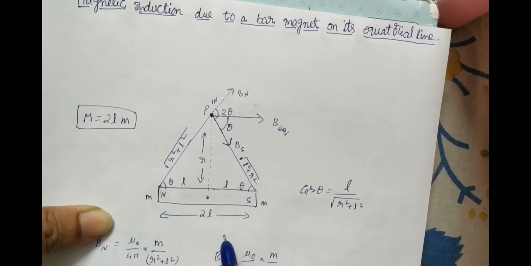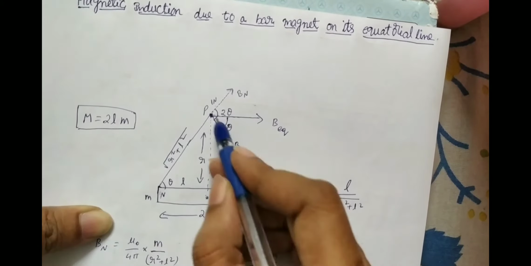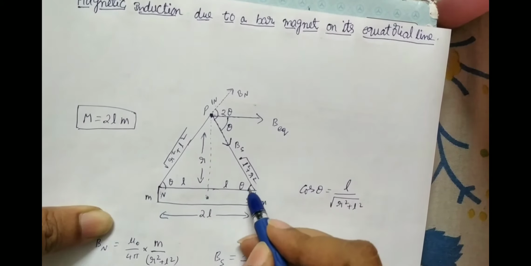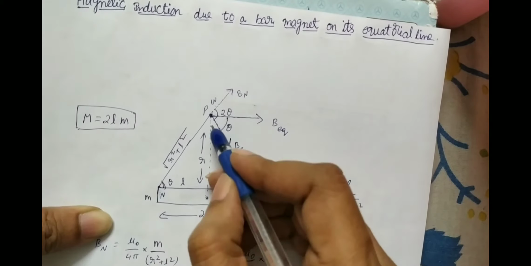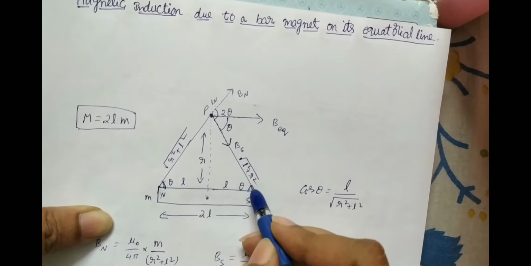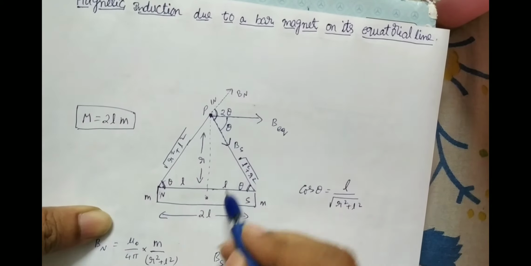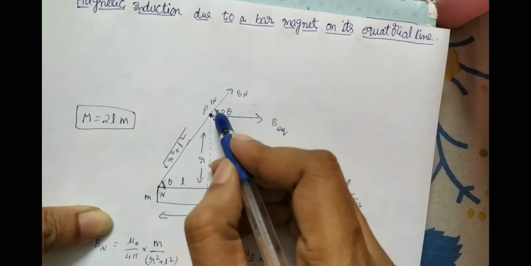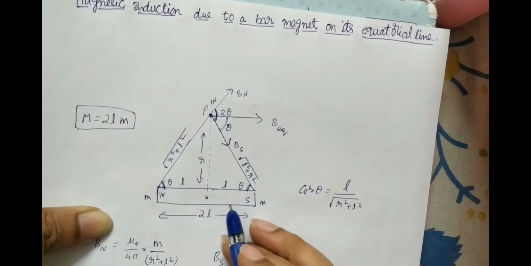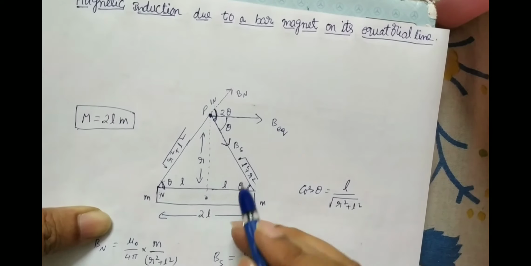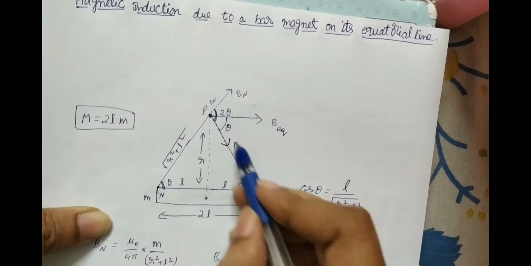So now you see, this is a triangle, an isosceles triangle. Here two angles are the same, and if you add these two angles, we get 2 theta, that is the exterior angle. Sum of interior angles is equal to the exterior angle. So what is the angle between Bn and Bs here? That is 2 theta.